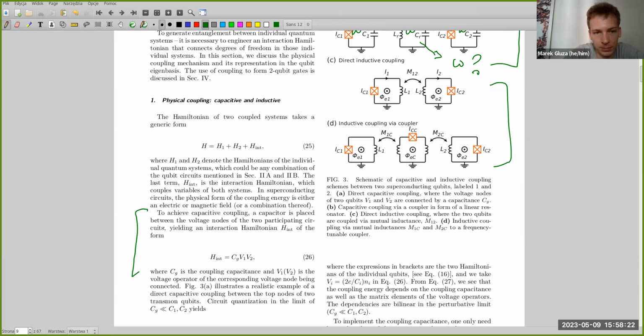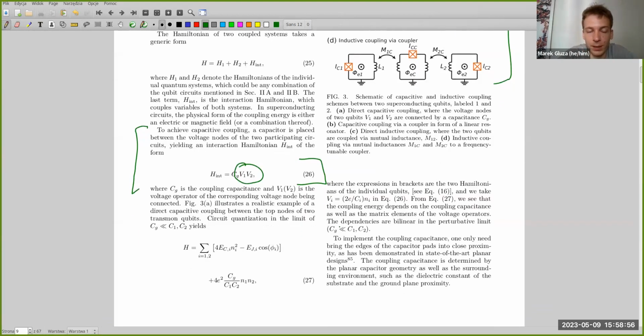A capacitor is placed between the voltage nodes on the participating circuits, yielding an interaction Hamiltonian of the form this. Okay, so basically the voltage operators, you can think of them as being some quantum operators. Why are they quantum operators? It is because there's a quantum fluid which is carrying the charges, and then the density of the charges are more or less quantum. So if there's more of them moving around, the potential is kind of quantized as well. Okay, so that's what's going on.